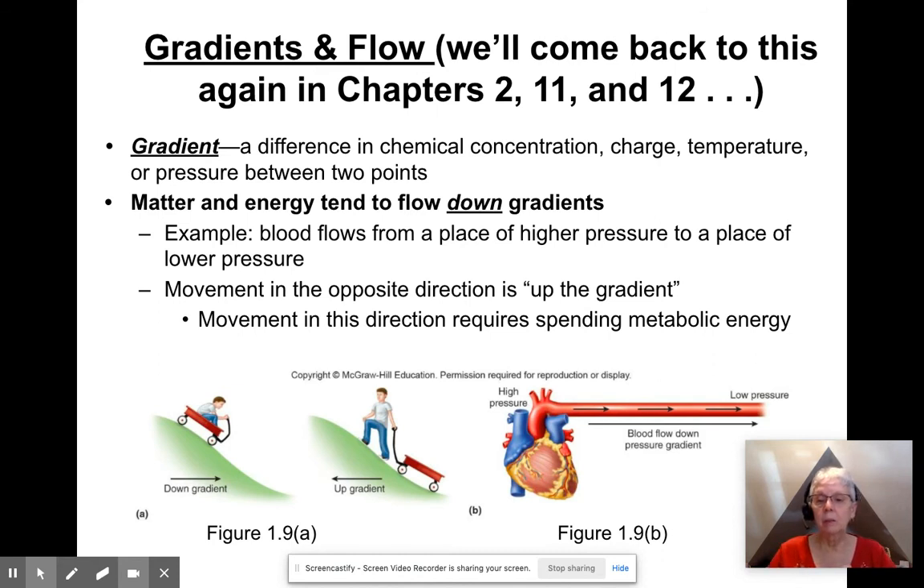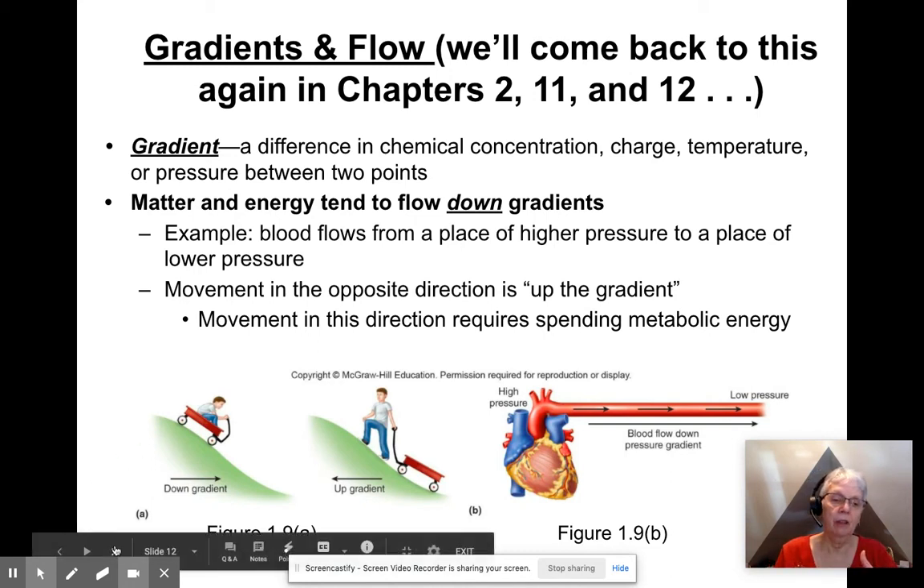Another example is blood pressure. So if my blood pressure is really high close to my heart, which it normally is, then it's going to push that blood or run down that gradient towards my toe where the blood pressure is really low. So again, think about gradient and flow.